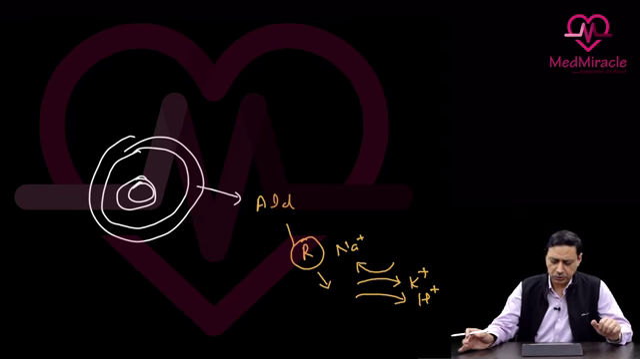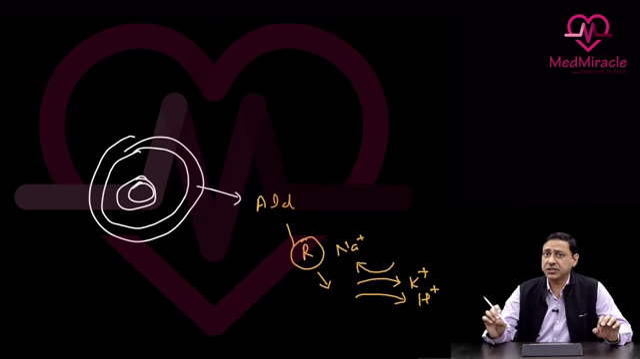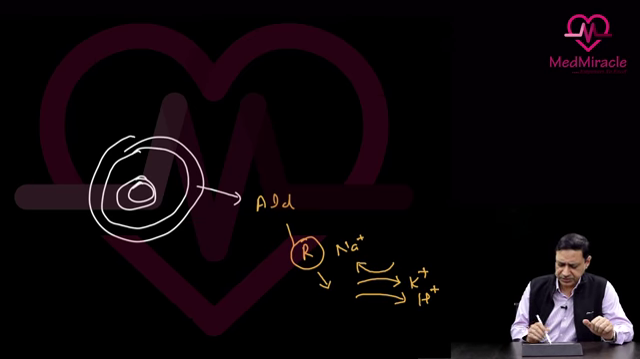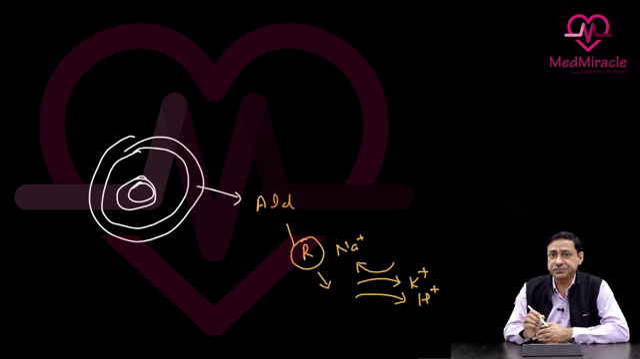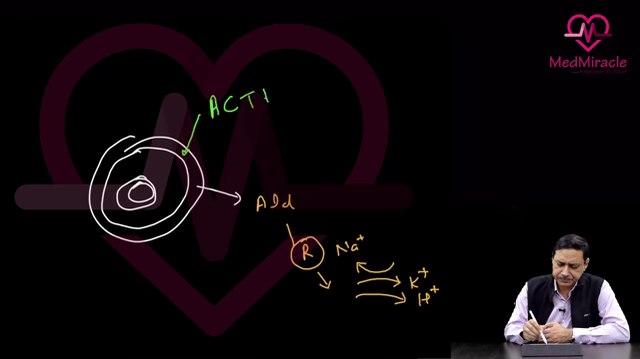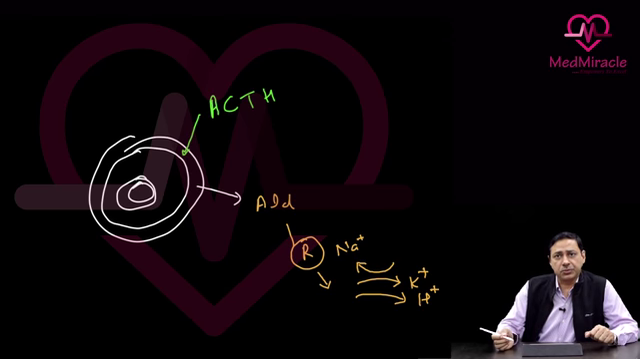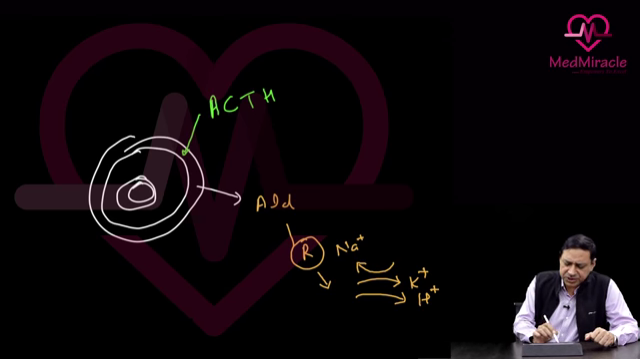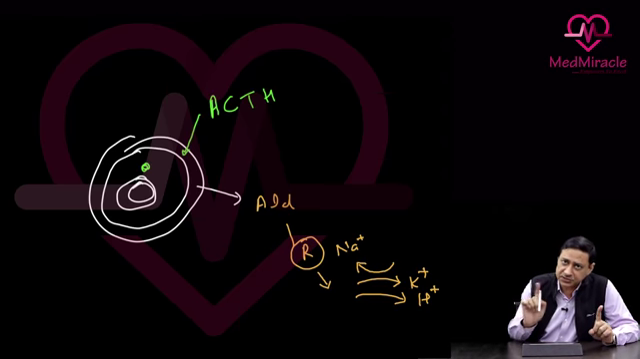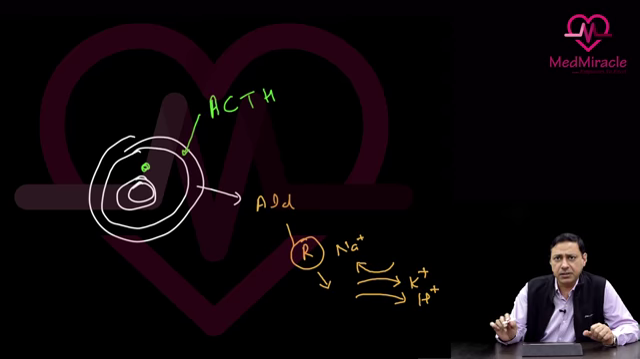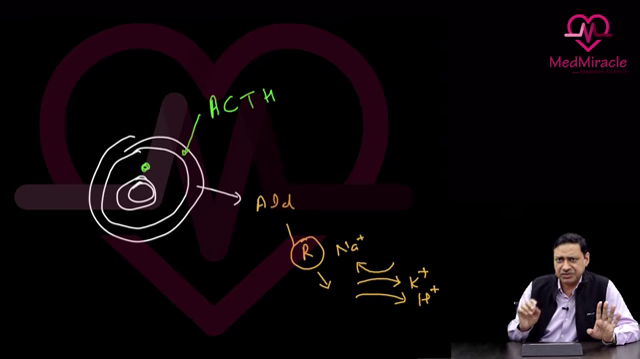Now, what is the stimulus in which case aldosterone is released? What is the factor which will lead to aldosterone release? One factor is ACTH, adrenocorticotropic hormone. Although ACTH is meant for cortisol, the glucocorticoid, it has some permissive action. Some ACTH may be required for the aldosterone release.